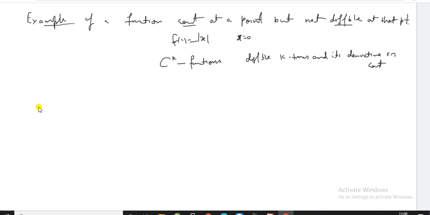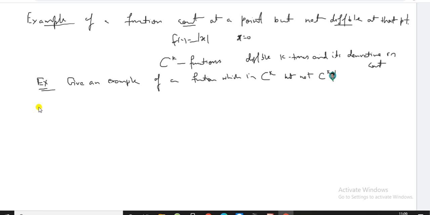So here is an exercise for you. You must try to solve it. Construct an example of a function which is C^k, k times differentiable, but not k plus 1 times. In particular, you may think of k equal to 1. For k equal to 0, you are already there.